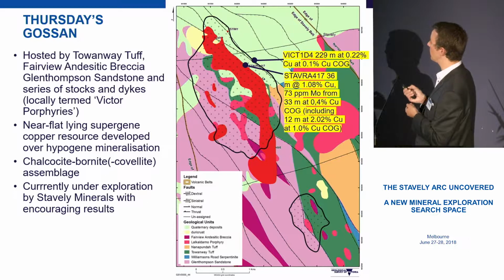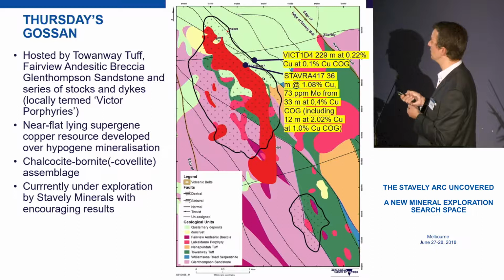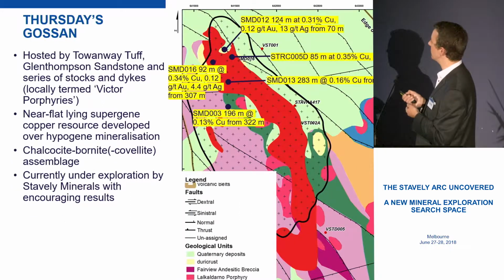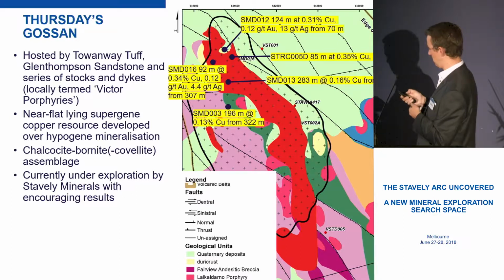Here's one of the early drill holes. That's an intersection, pretty good intersection for the supergene mineralisation, and this one here is one of the first holes that actually intersected hypogene mineralisation. So more recently, apologies for that, they've cut off. Stavely Minerals have been getting very encouraging results in this northwestern portion, and we'll see some of the rocks of that in a minute.